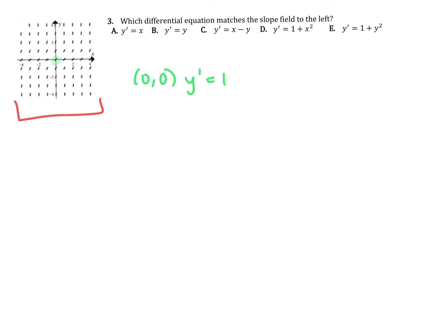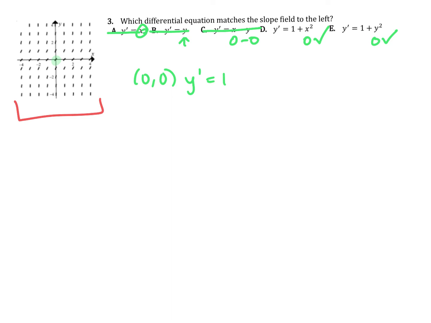And I'm going to check that. If I plug 0 in here, do I get 1? No. So it's not going to be A. If I plug 0 in here, do I get 1? No. So it's not going to be B. If I plug (0, 0) in here, I don't get 1. So it's not going to be C. If I plug 0 in here, that works. If I plug in 0 here, that works. So far, I have eliminated options A, B, and C. Now I'm going to debate between D and E.